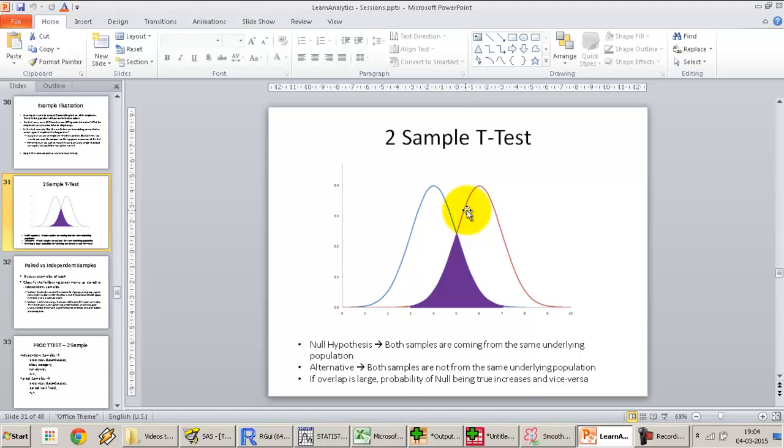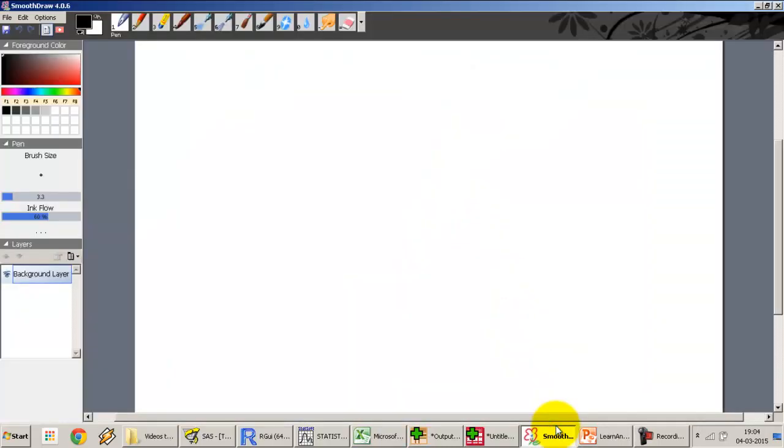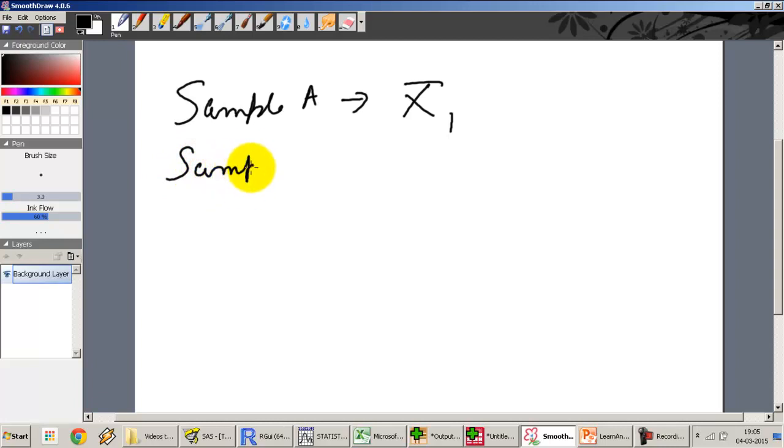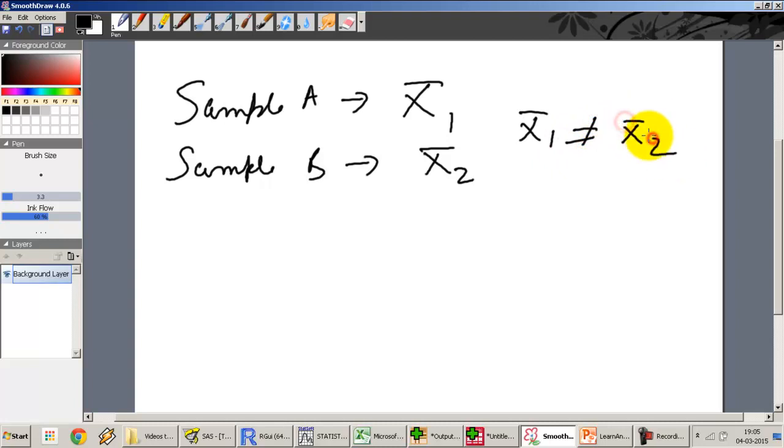Now, assuming that you have two samples, let's say sample A and sample B. Sample A could have a mean, so let me just draw it out. So we've got, let's say, sample A, which has got a mean of, let's keep it in our definition, x bar 1. And I've got sample B, which has got a mean x bar 2. And let's assume for a fact that x bar 1 is not equal to x bar 2, right?